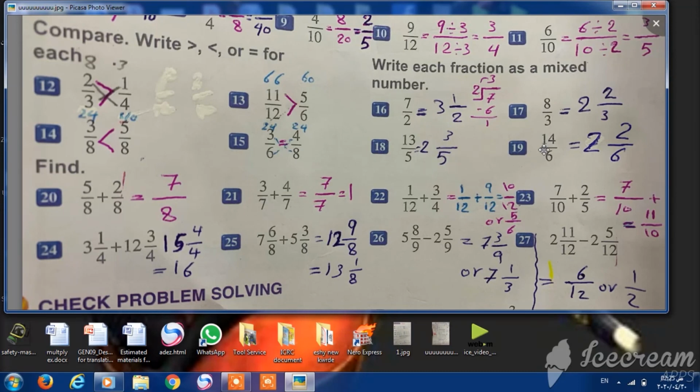And from there we have 13 divided by 5 equals 2 and 3 is the remainder, and we write the 5. And from there we have 14 over 6. We divide 14 by 6 equals 2 and remainder 2 for us, and 6 is the bottom number, we don't change it.